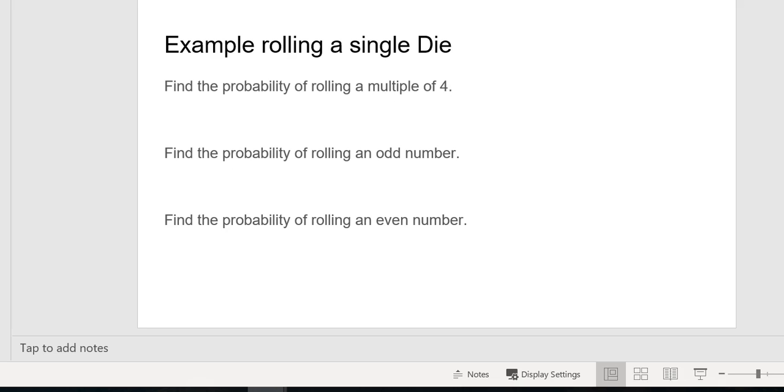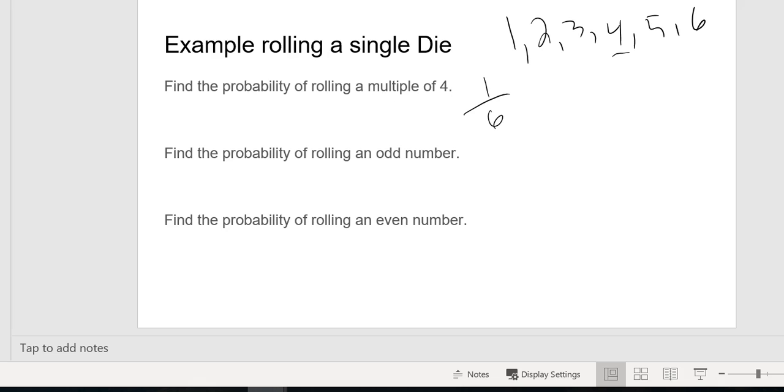Alright, so let's go through some examples. So first off, there's rolling a single die. There's only 6 sides to a die: 1, 2, 3, 4, 5, and 6. And the probability of rolling a multiple of 4. Well, there's only one multiple of 4. It's 4. So we do not put 4, we put 1, because there's one number we are looking for.